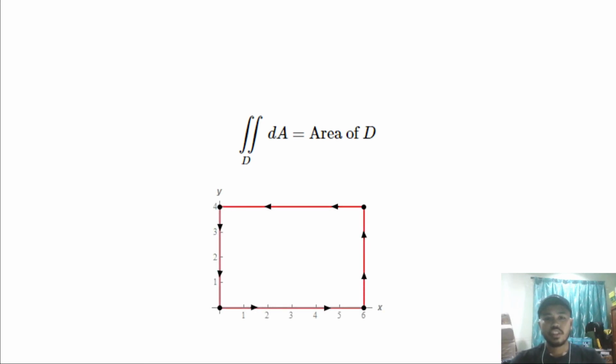This is a very useful fact. It doesn't come up often, but when it does, it can reduce the amount of work required to finish out a problem. Of course, this fact is really only useful if D is a region that we can easily determine the area for. In this case, D was just a rectangle, and we could easily get the width 6 and the height 4 from the graph in the problem statement.